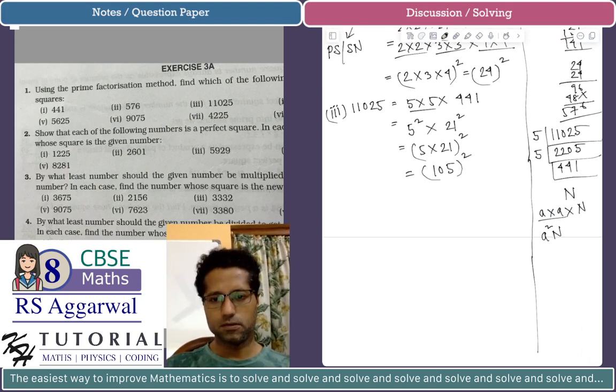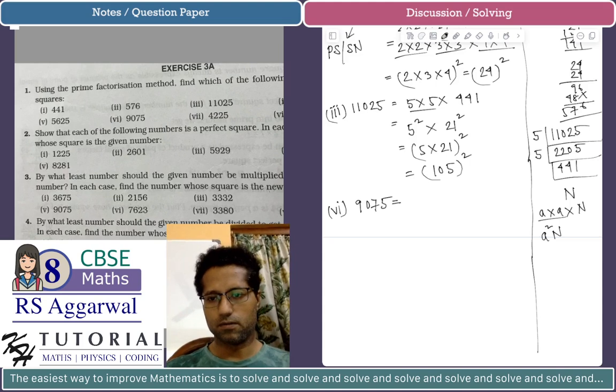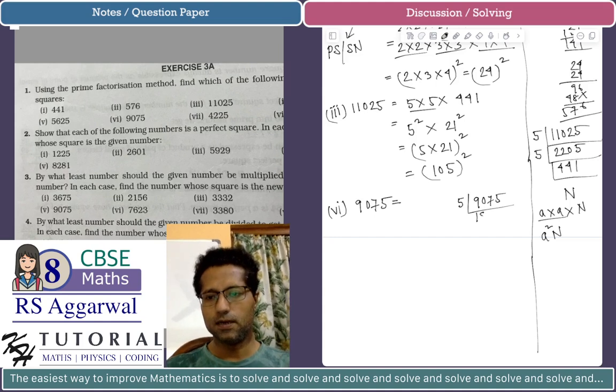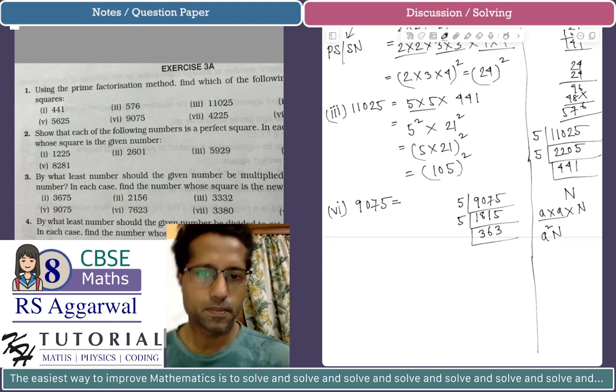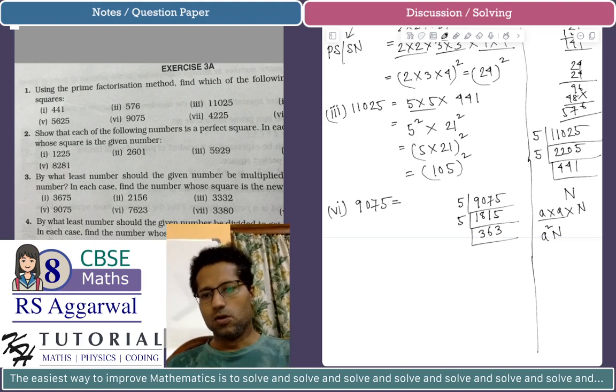Let's do 6. This is 9075. Now let's do the prime factorization of 9075. Let's divide by 5. We have 1, 8, and then 1, then 5. Again divide by 5. This is 3, 15, 31, 6 and 3. Now 363, I think it's, I don't know. Okay.